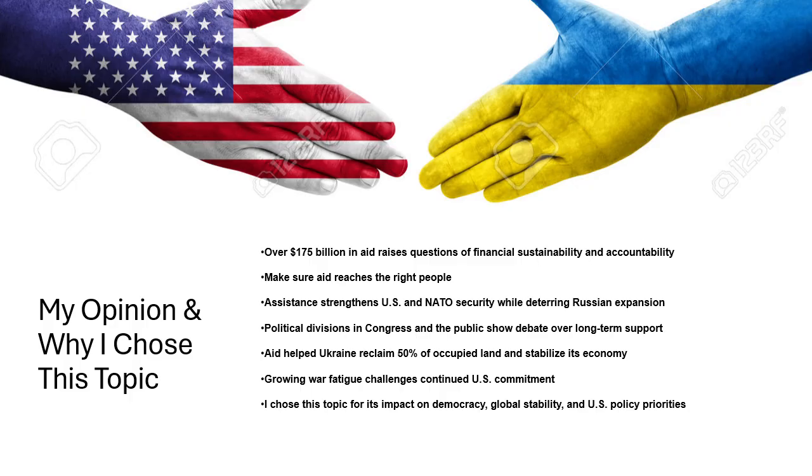Evidence shows U.S. aid has helped Ukraine reclaim over 50% of its occupied territories and stabilize its economy through humanitarian programs. However, polls show growing fatigue among Americans about continuing funding. I chose this topic because it reflects the balance between defending democracy abroad and managing priorities at home. It's important because the U.S. decides how it will shape not only Ukraine's future, but the stability of global order.